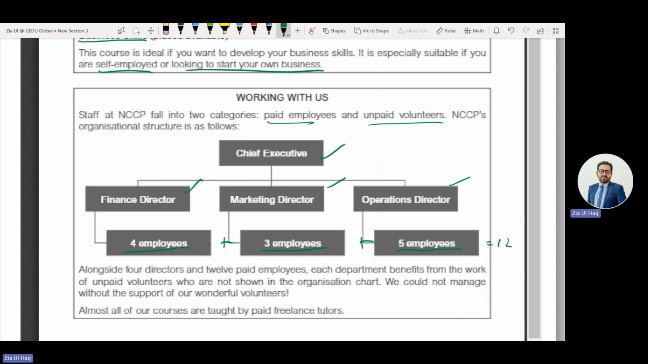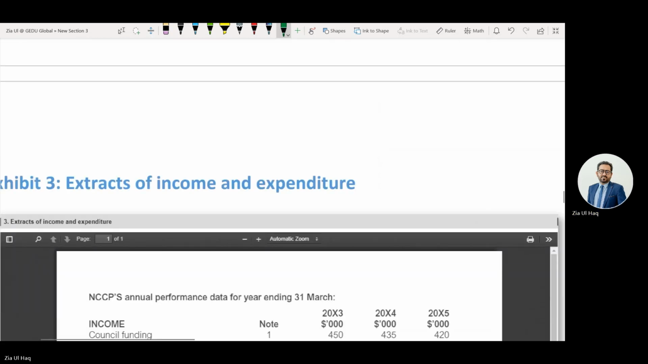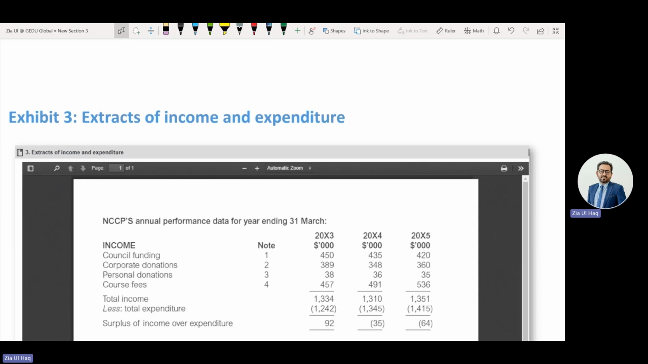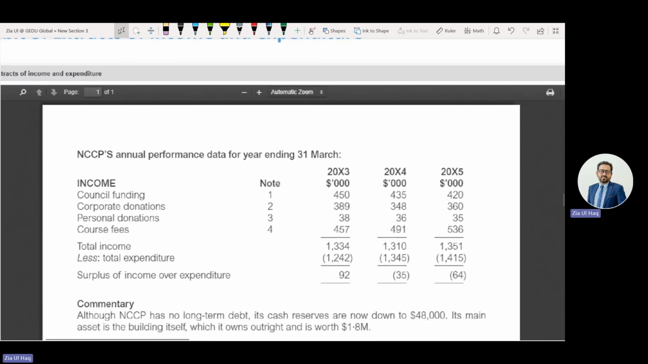We could not manage without the support of our wonderful volunteers. Almost all of our courses are taught by paid freelance tutors. Freelance, part-timer, not full-timer. Exhibit 3, extract of income and expenditure. NCCP's annual performance data for the year ending 31st March.